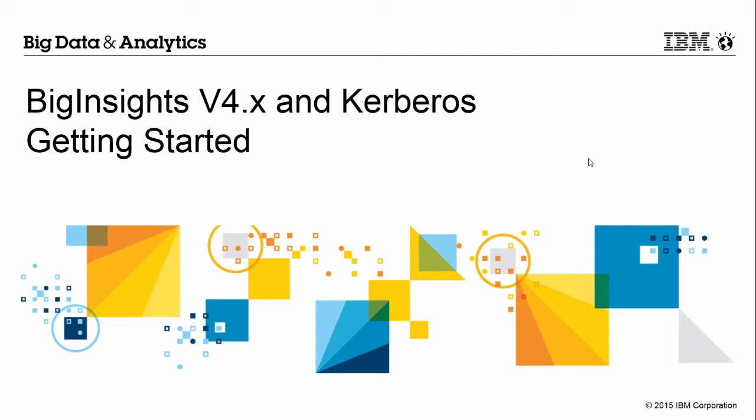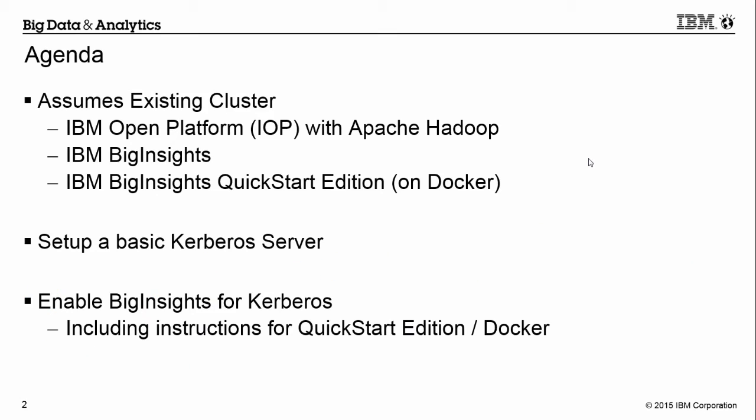Welcome to this tutorial on how to set up Kerberos for BigInsights version 4.x. In this tutorial, I'm going to assume that you have an existing cluster already set up, be it the IBM Open Platform with Apache Hadoop, so that's pure open source, or your own cluster with IBM BigInsights installed, or BigInsights QuickStart Edition, which is actually deployed via Docker.